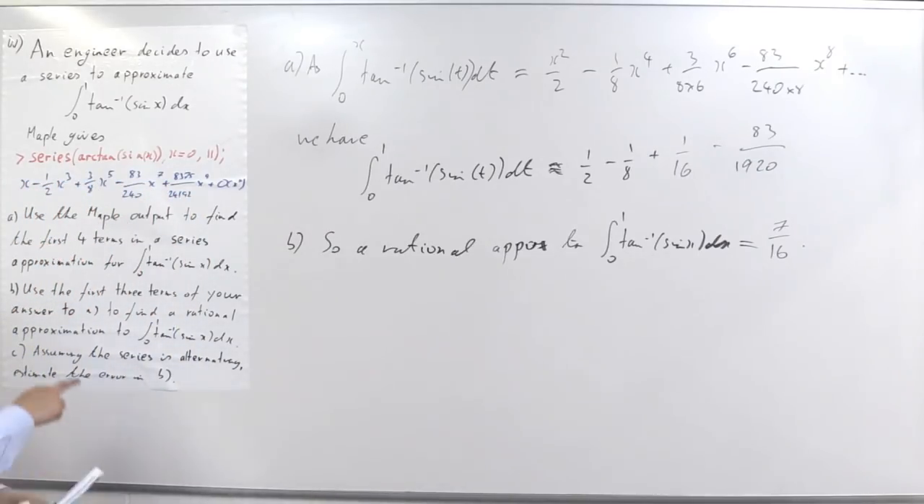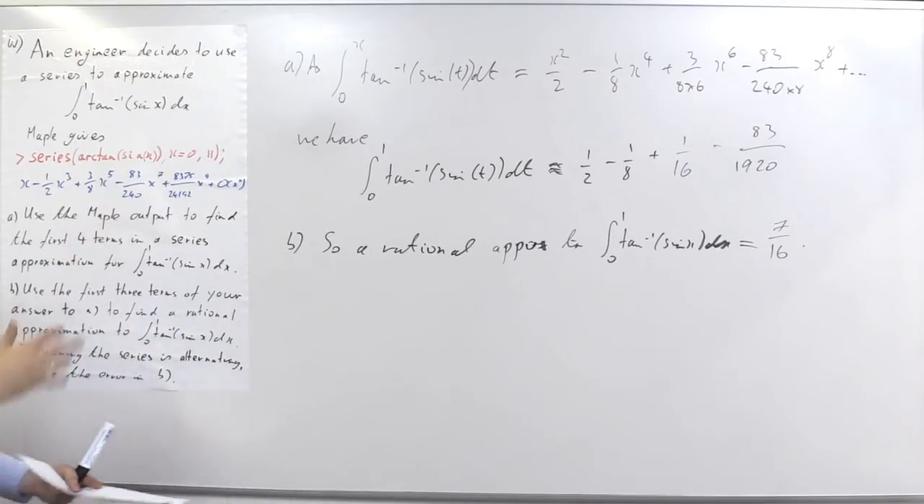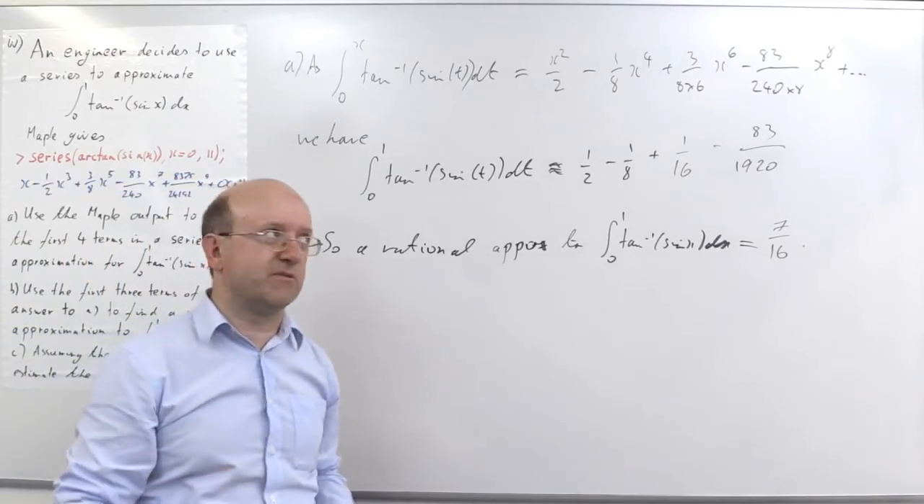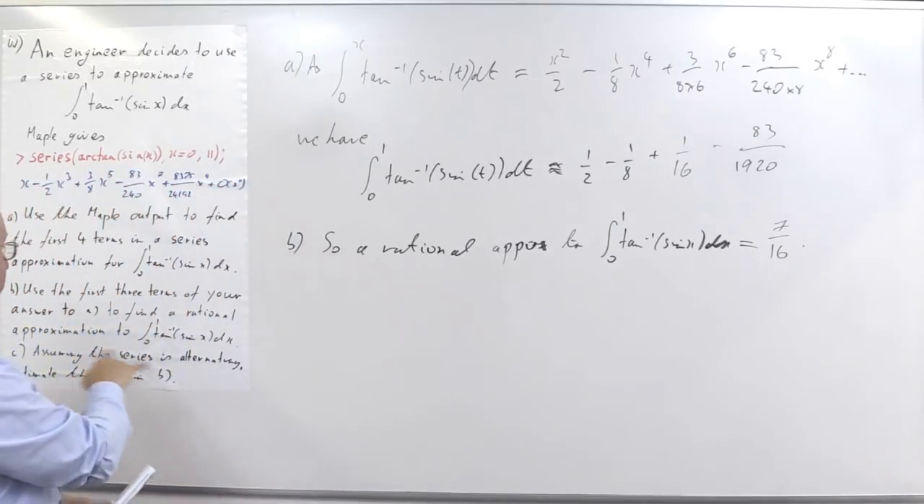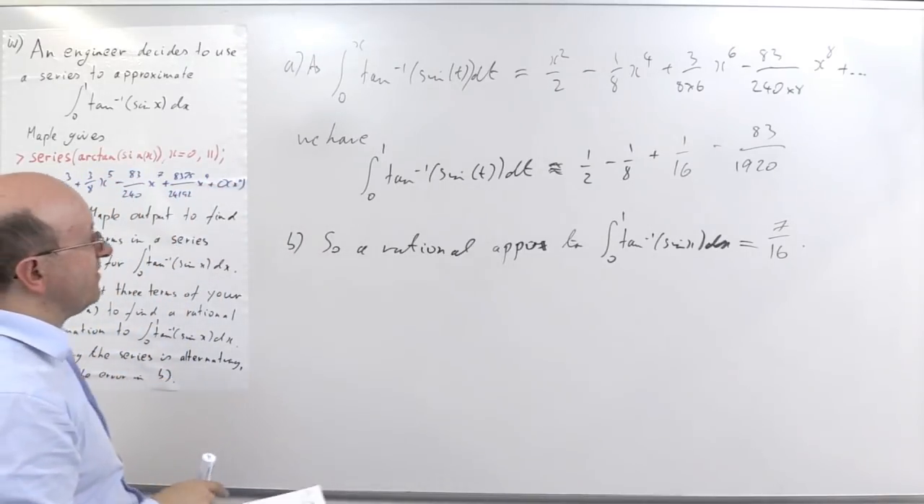And our last part, assuming the series is alternating, it certainly looks alternating. It is in fact alternating, by the way, if you actually do the work to find this. But assuming that, estimate the error in B.